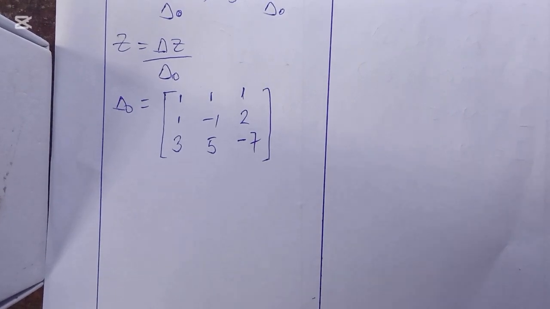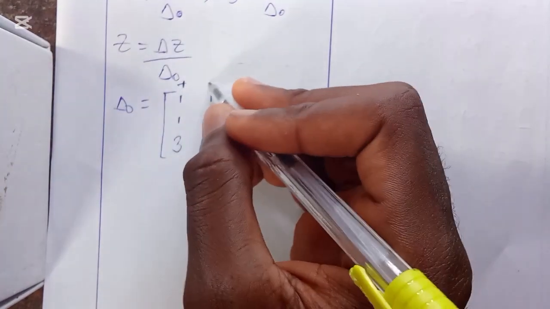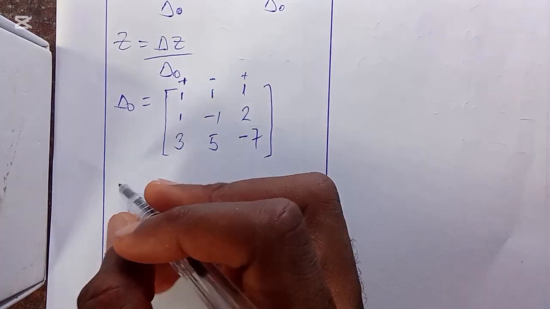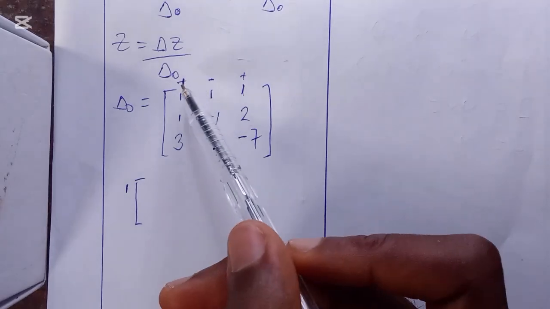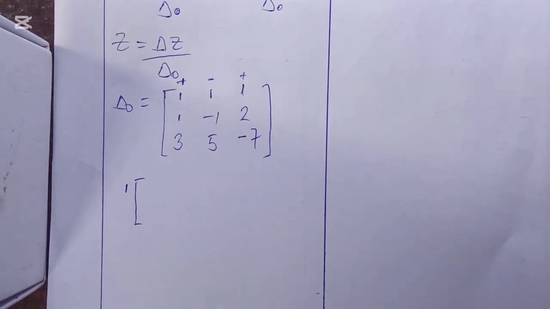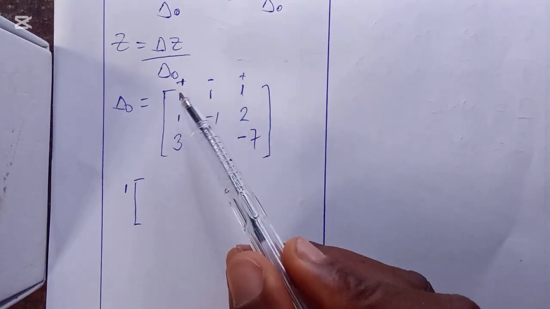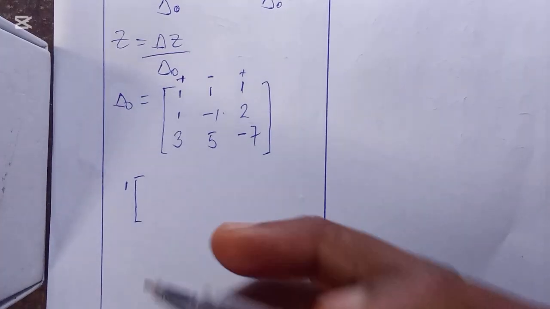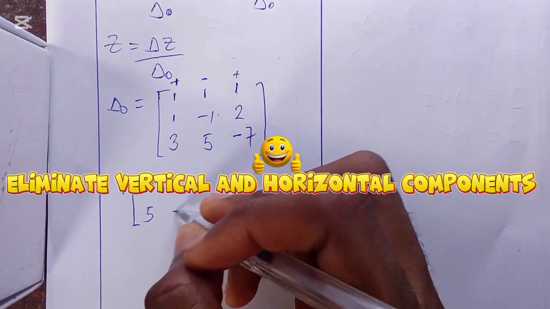So we have this. Now let's find the determinant of the 3 by 3 matrix. This is plus, minus, plus, right? You bring that to your 1. You create a 2 by 2 matrix. You eliminate here and here. Eliminate the vertical and the horizontal components of this your 1. If you eliminate here and here, what is left? This, and this. So we have minus 1, 5, 2, and minus 7.